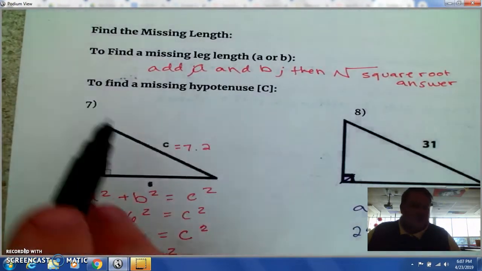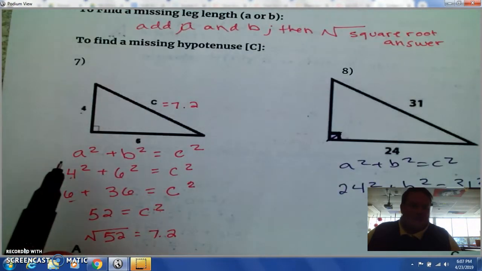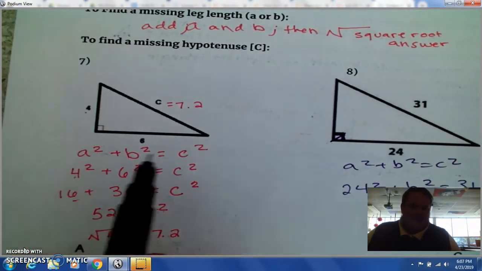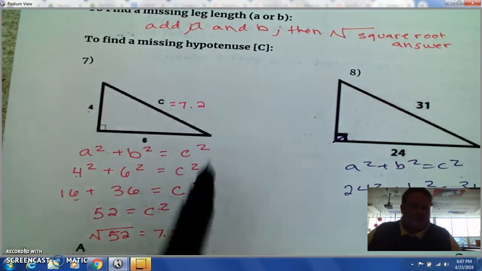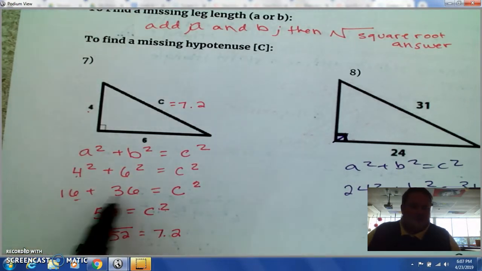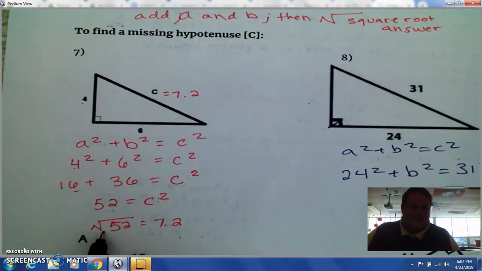Again, we were trying to find the missing length of a triangle. So in this case, we wrote our formula down, a squared plus b squared equals c squared. We substituted our values in, and because we had the lengths, we added them together. Got 52. We square root it.